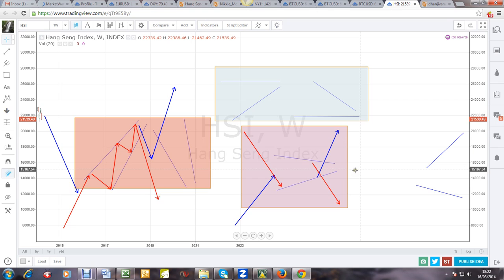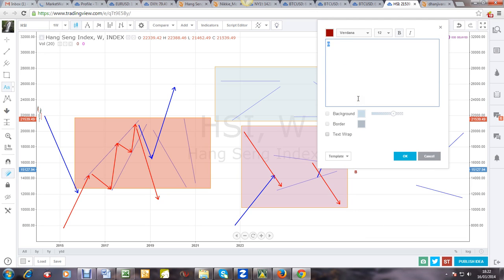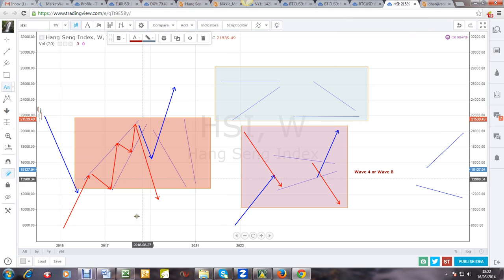Because it's the last leg in the Elliott wave, it happens either in a wave 4 or a wave B. So this kind of triangle happens only in a wave 4 or wave B. So let me now just give you a sketch of what those waves are.